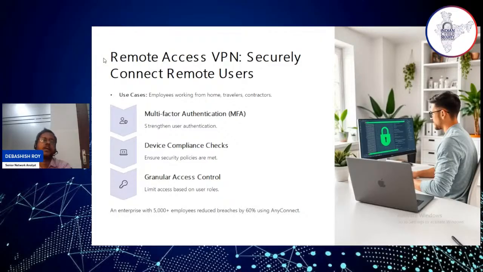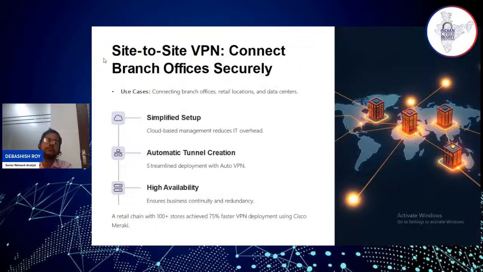And site-to-site means you are connecting different locations together, two or more locations. That is a site-to-site. So in the case of the site-to-site VPN, you can connect the branch offices securely, that you can connect different retail locations, say some malls, some data centers, all these banks. It is giving simplified setup, that cloud-based management reduces IT overhead, automatic tunnel creation, streamlined deployment with, say, the automatic VPN creation, high availability. It ensures the business continuity and redundancy because there are different paths to send the data. So definitely there is high availability.